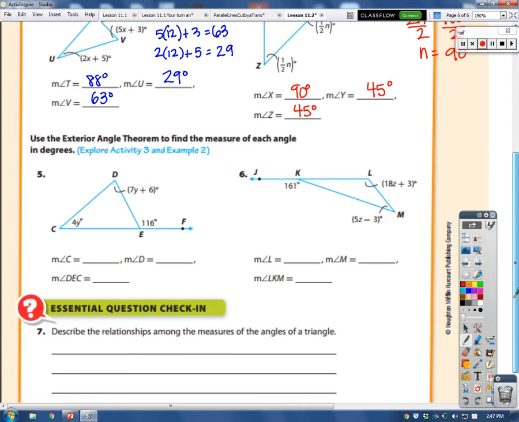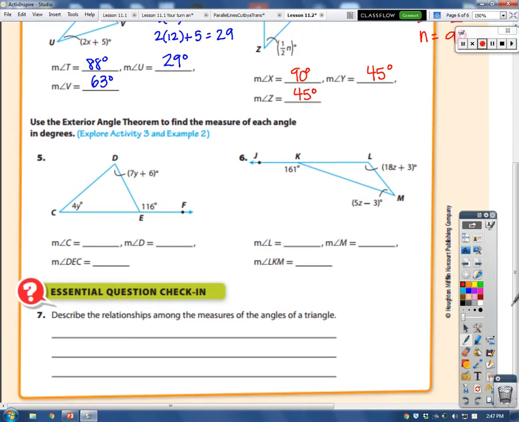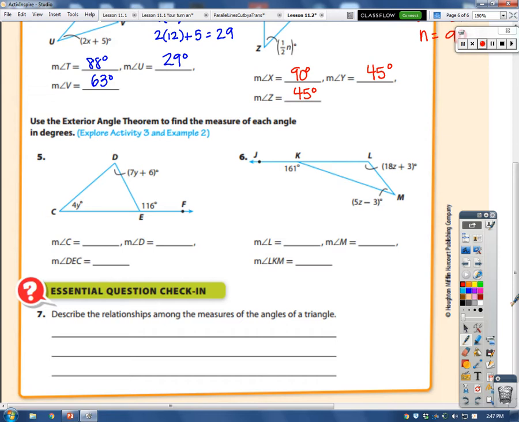Okay, now moving on to 5 and 6, where we are using the exterior angle theorem to find the measure of each angle in degrees. And that is, just in quick review, telling us that our exterior angle is equal to the sum of the, what do they call those? Remote interior angles. So these are the remote interior angles. And the sum of these two is equal to our exterior angle.